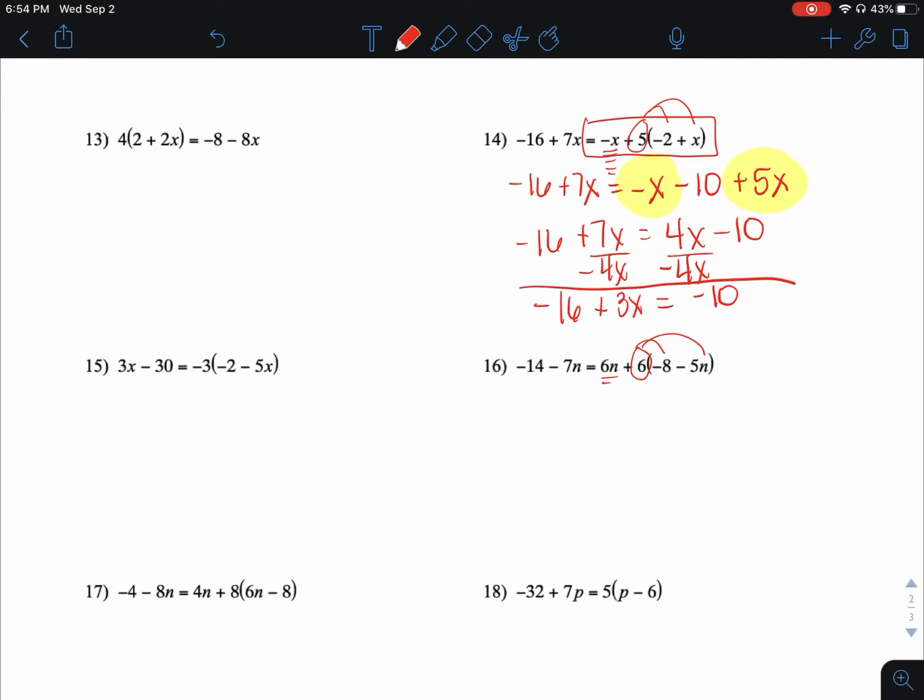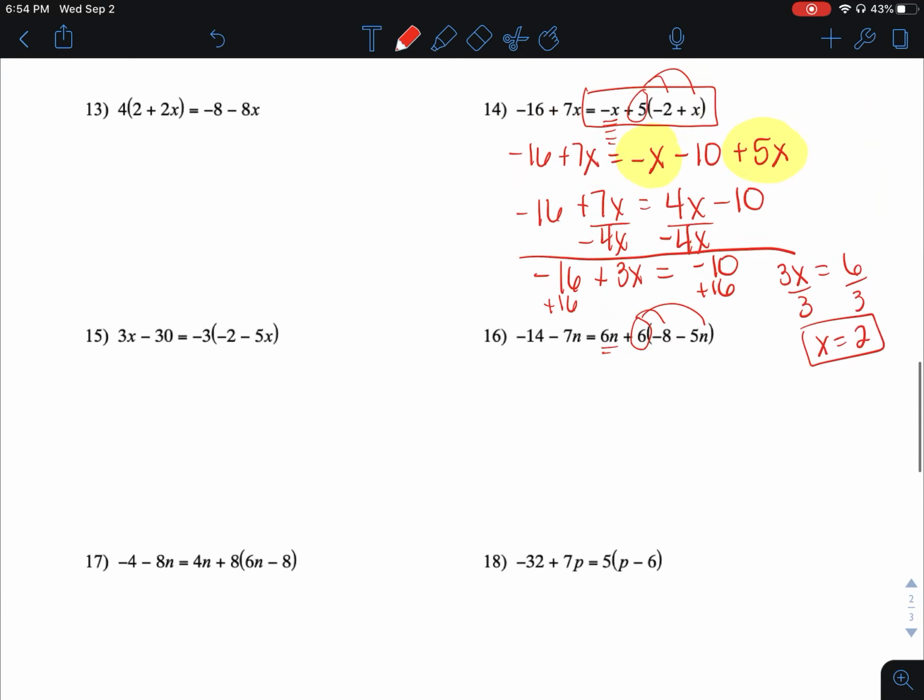And then from here, it's a two-step equation. I'm going to add 16 to both sides, and we end up with 3x equals 6. Divide each side by 3, and I get x equals 2. And of course, I can go back and plug 2 in for x and make sure that I did it correctly. Okay? So don't let these down here at the bottom scare you off at all. They're really not that bad at all. Okay? So just take your time.